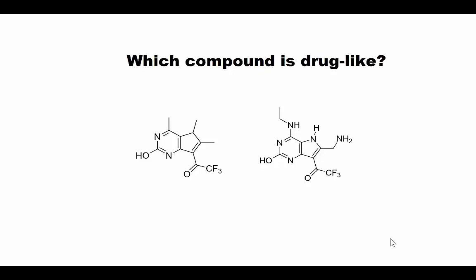By looking at these two molecules, can you tell which molecule can enter the biological system more smoothly than the other? In other words, which molecule is more drug-like? If you think about the entry of molecules into the biological system, the first barrier is the lipid membrane, the lipid bilayer membrane.